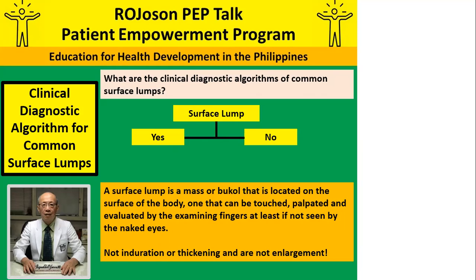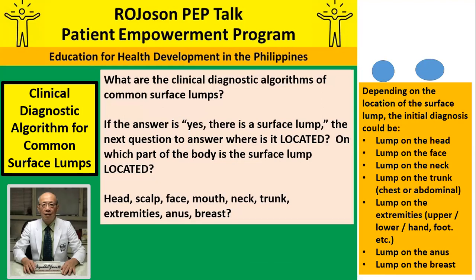Iba yung sa surface lumps. Now, if the answer is yes, kung talagang meron, there is a surface lump, the next question to answer is saan siya located? On which part of the body is the surface lump? Is it on the head, scalp, face, mouth, neck, trunk, extremities, anus, or breast? So, pag na-localize na ninyo yan, meron na kayong initial diagnosis.